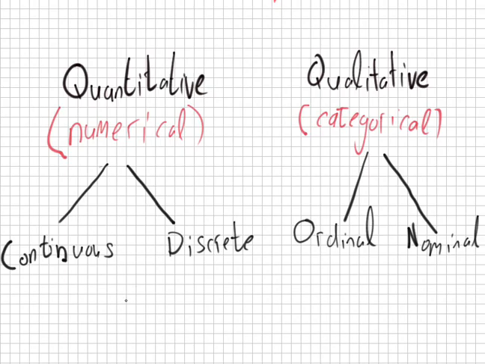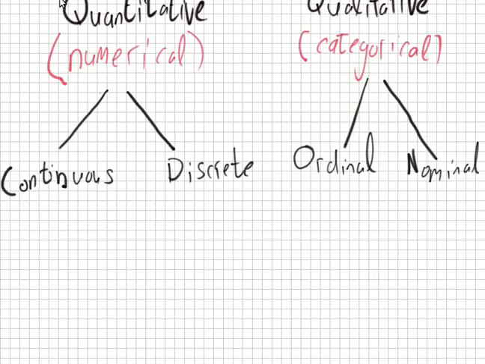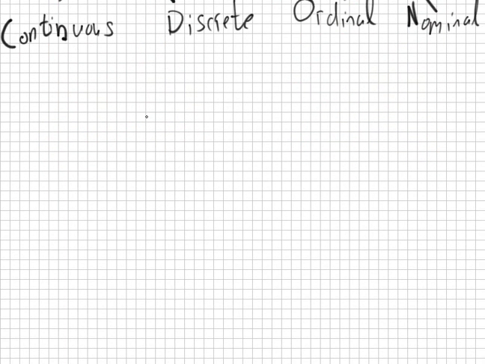So I don't think there's much to say about quantitative and qualitative, because I think that one's pretty clear when something is a word and when something is a number. Mostly clear for most people. But what about the difference between continuous, discrete and ordinal, nominal? So let's start with this one. What's the difference between continuous and discrete?